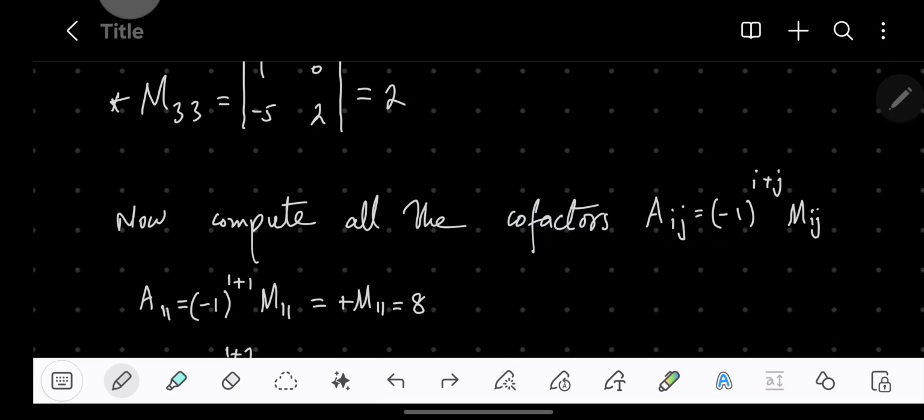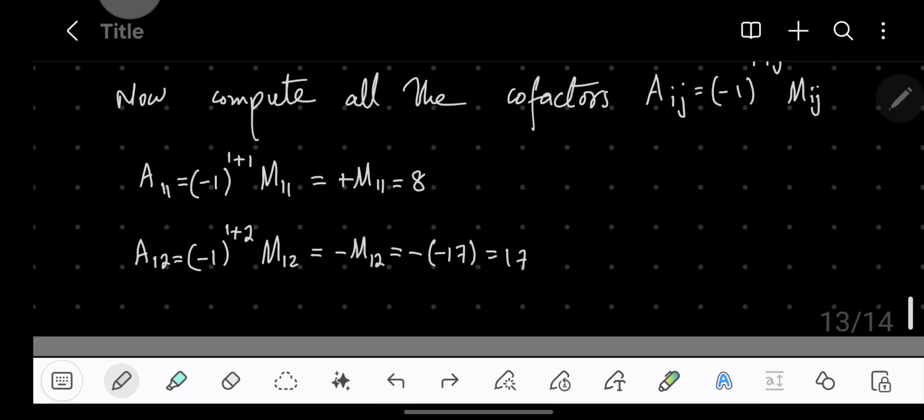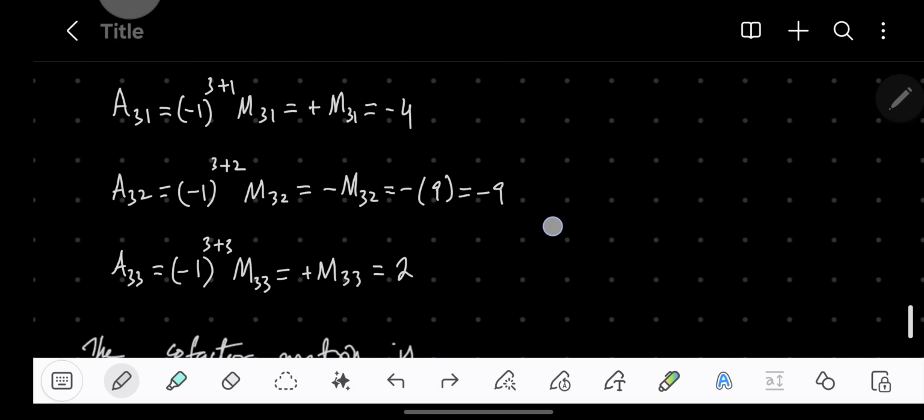Then is the turn for the cofactors. For the cofactor, I have the formula negative 1 to the power i plus j times the minor. So to find A11, the first cofactor, negative 1 to the power 1 plus 1 times M11. M11 is already found. So this you have to calculate. If this is an odd number, then you will write negative. If this is an even number, in this case which is 2, you will write plus. So we will similarly find all of the cofactors.